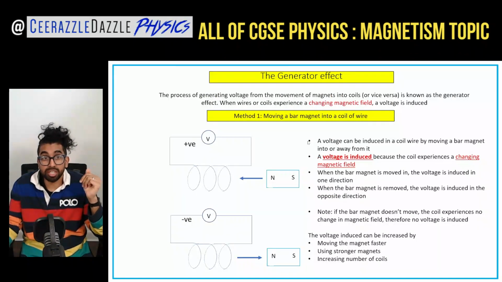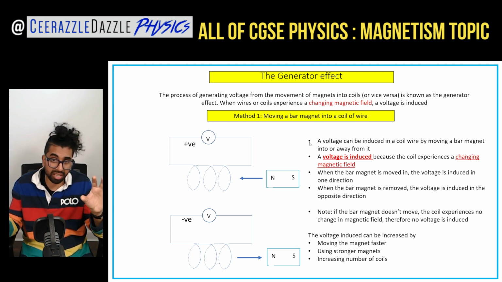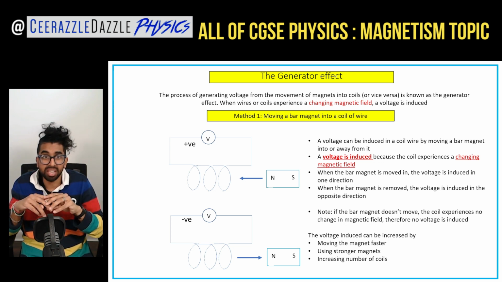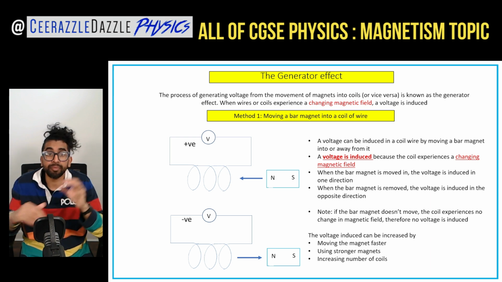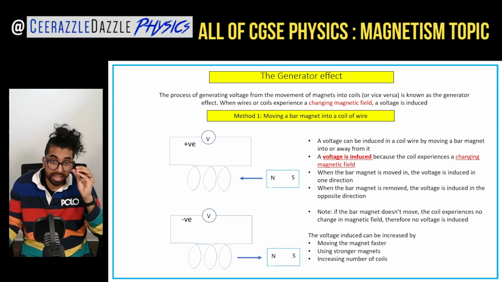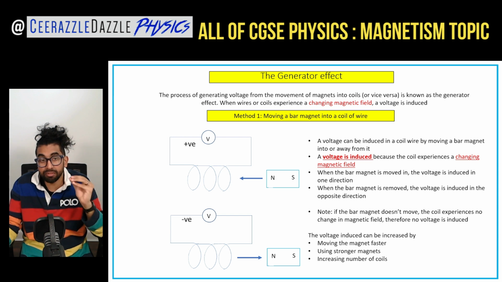The generator effect is the process of generating voltage from the movement of magnets into coils. You either move the magnet into a coil or the coil into a magnet, and this is known as the generator effect. When a wire or coil experiences a changing magnetic field, a voltage is induced. And I've got two diagrams right now.